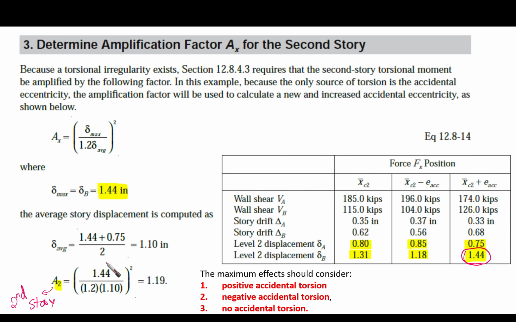Okay, so now we have this delta average, 1.1. Then the amplification factor for the second story, where 2 stands for second floor, would equal 1.44, which is the maximum one, over 1.2. This is already given in the equation, and then times 1.1, which is the average that we have explained. It gives us 1.19. This means that we are going to amplify the accidental torsion and reanalyze the structure again. That's the meaning of this case.